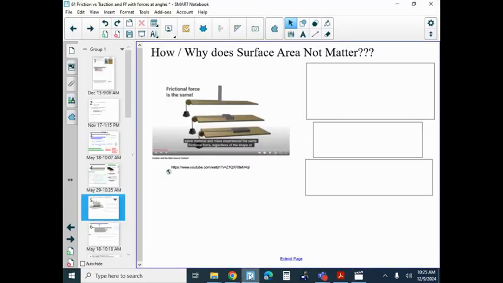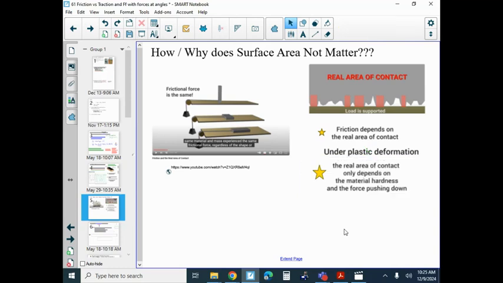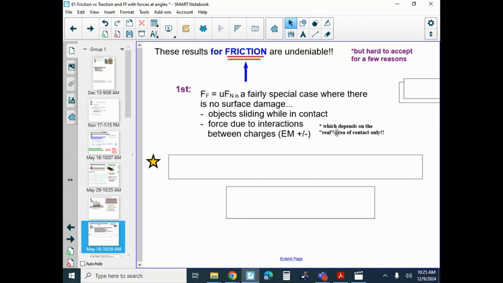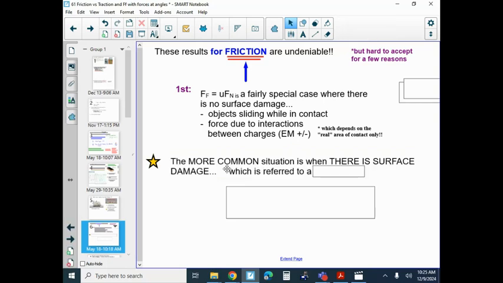All right, so we have a little bit more reason as to why here, right? The idea is that there's a real area of contact, and that real area of contact really only depends on the material hardness, the flexibility of it, the properties of it, right? Overall, and the force pushing down. Okay, so this is hard to believe. And this one here too, by the way, the electromagnetic interactions, of course, are going to depend only on the real area of contact, right? So it all contributes to that FF equals mu Fn.